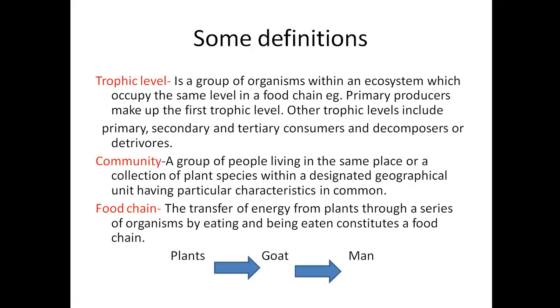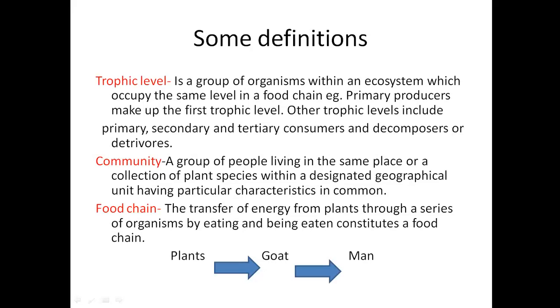Okay, for example, you can be orchids, etc. Now another definition which you should know is the food chain. What is food chain? It is the transfer of energy from plants through a series of organisms by eating and being eaten constitutes a food chain. This also you have to learn by heart.